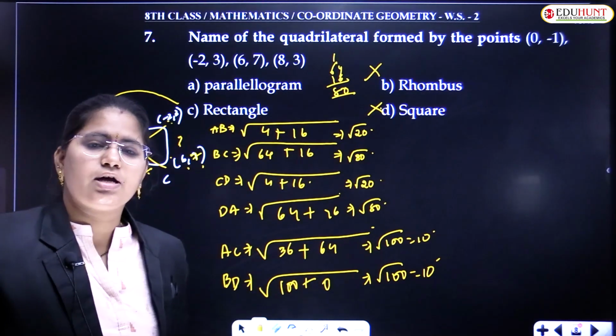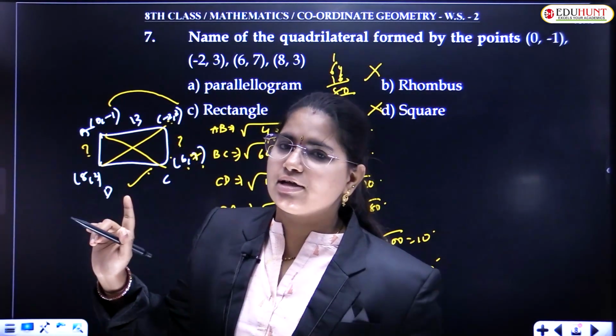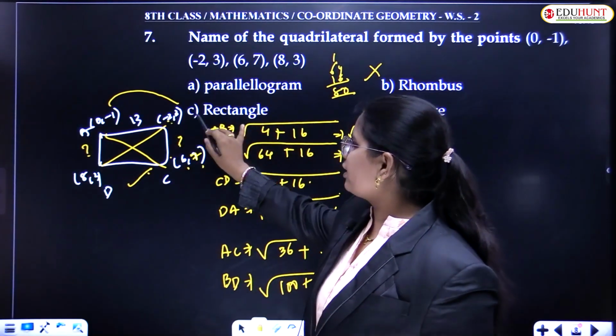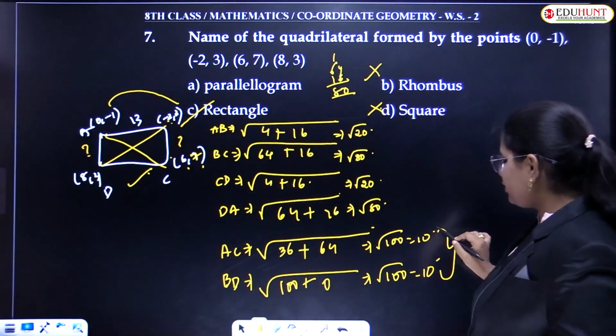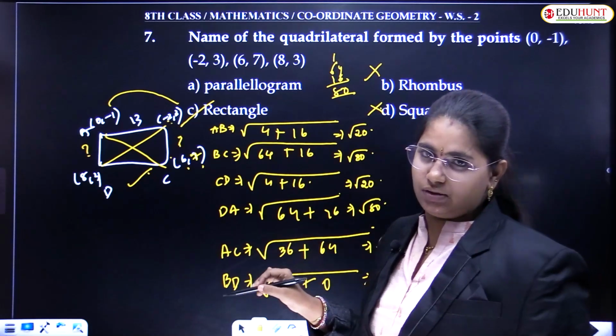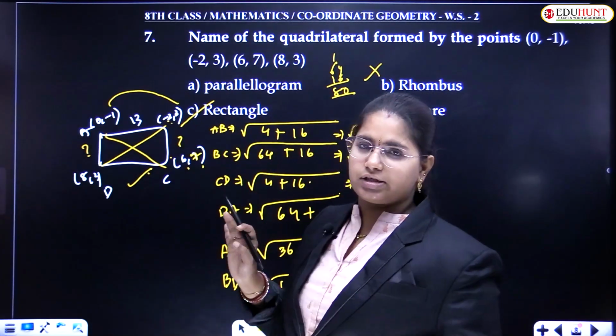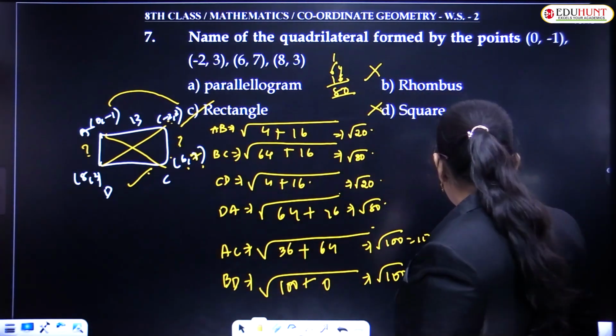Yes, of course, it is a rectangle. I told you, we are getting opposite sides equal and parallel, and at the same time the lengths of diagonals are becoming equal in this question. So it is a rectangle, a simple problem, right? So next one.